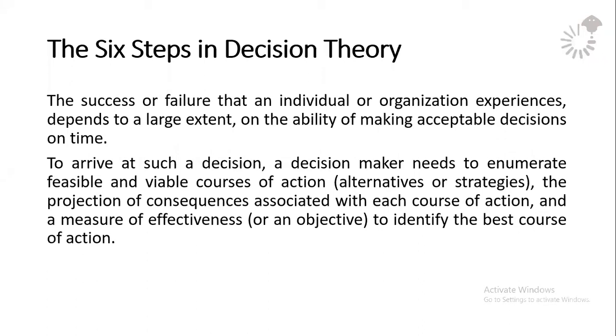To arrive at such a decision, the decision maker needs to enumerate feasible and viable courses of actions. These courses of actions are also identified as alternatives or your strategies. The projection of consequences associated with each course of action. For each course of action or alternative, meron niyang numerous possible consequences. Multiple consequences could come up for every action. So if you take action A, these are your possible outputs. These are the possible consequences. If you take action B, these are the possible consequences with the other variables. And a measure of effectiveness or an objective to identify the best course of action.